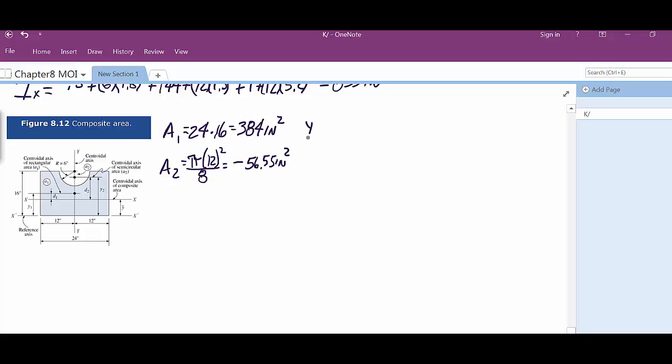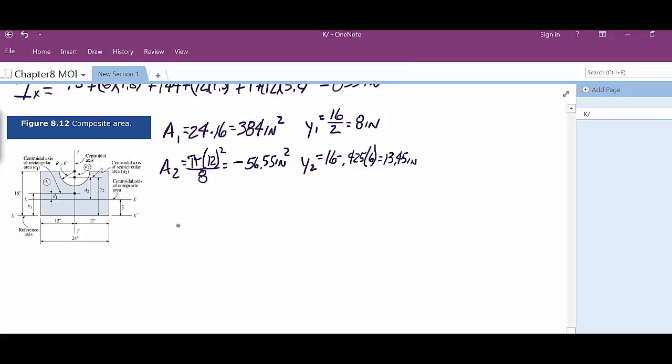Then we want Y1 and Y2. We won't be doing much with the X's on these, or much about the YY axis. So Y1 is going to be the height divided by 2, so 16 divided by 2 is 8 inches. Y2 is going to be 16 up, minus 0.425 times the radius, 6. That turns out to be 13.45 inches. Does that make sense?